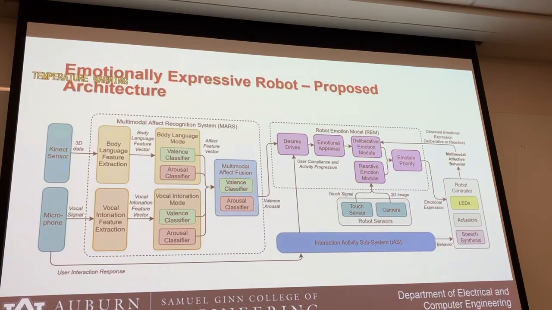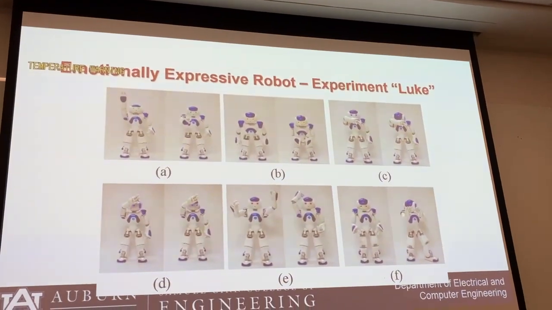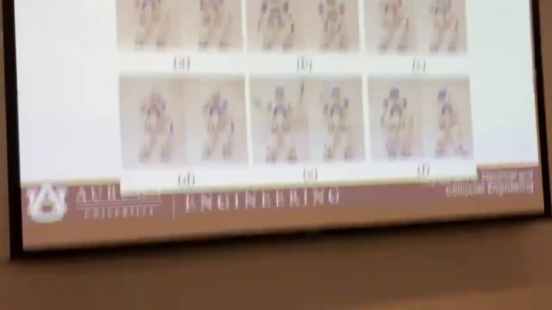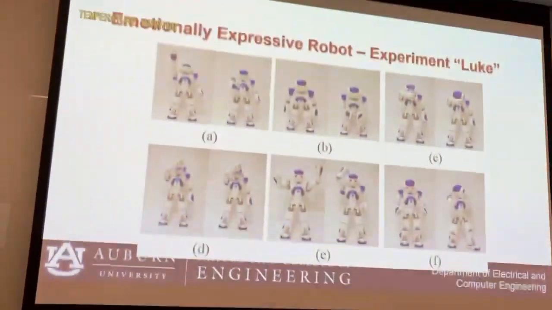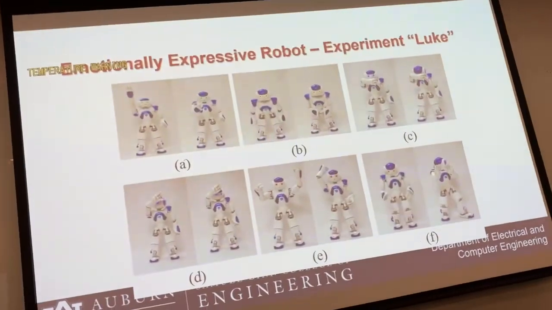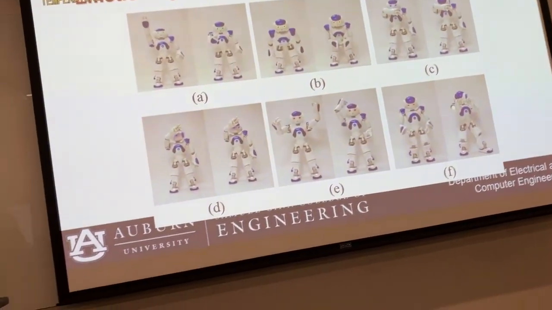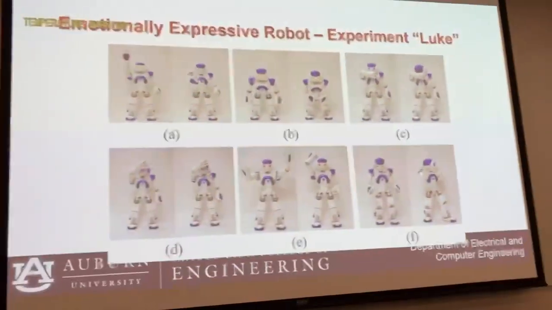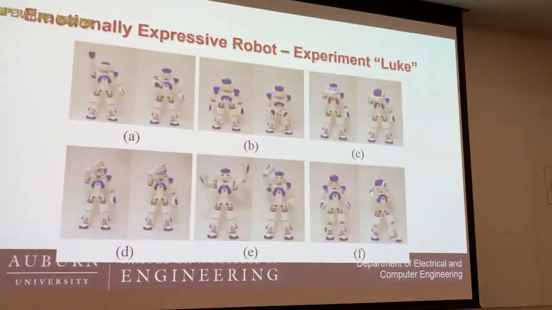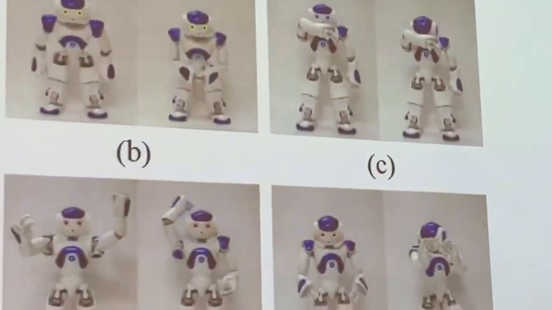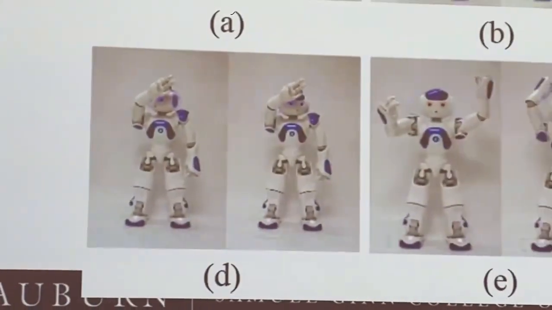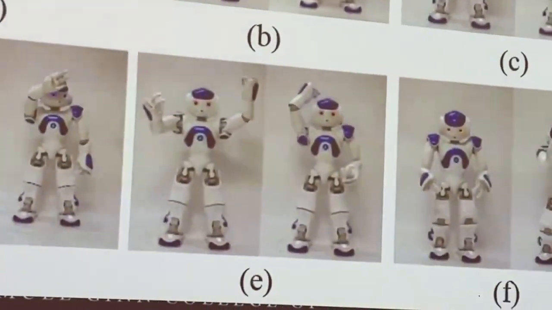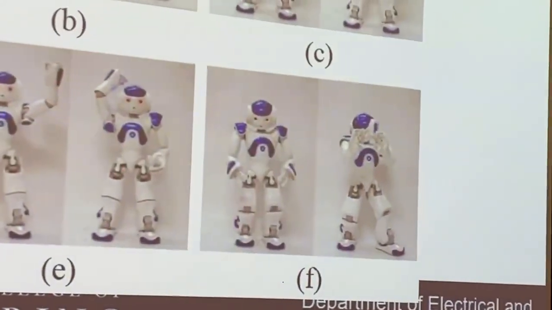And the experiment was performed on the Nao robot. Figure A is low intensity happiness, B is low intensity interested, C is high intensity sadness, and D is high intensity worried. E is high intensity anger with the yellow eye, and F is scared when touched.